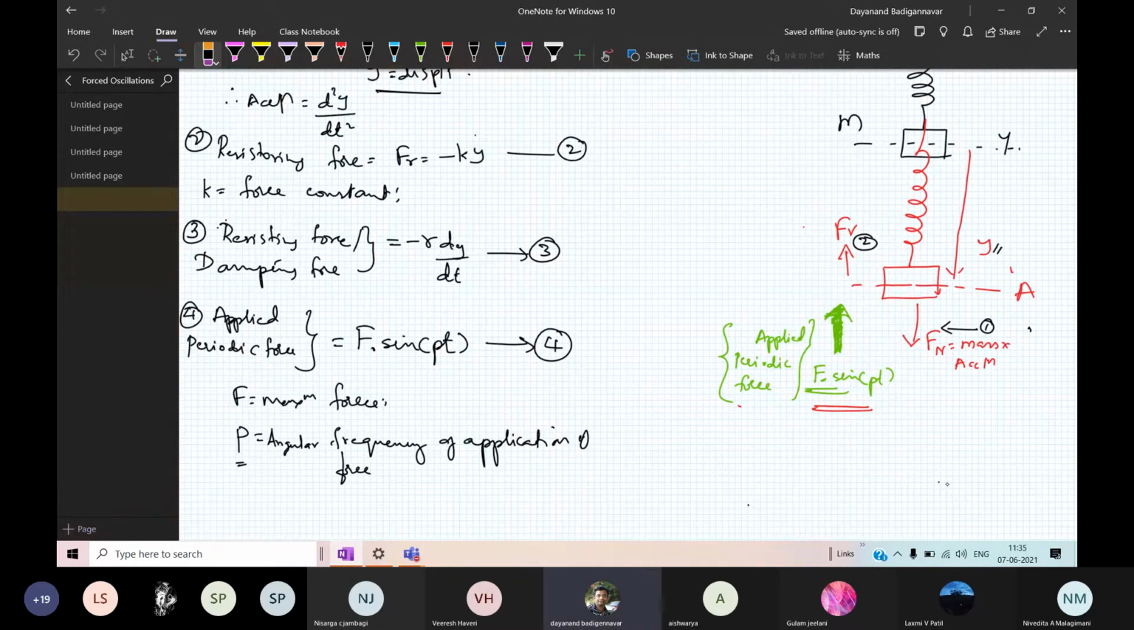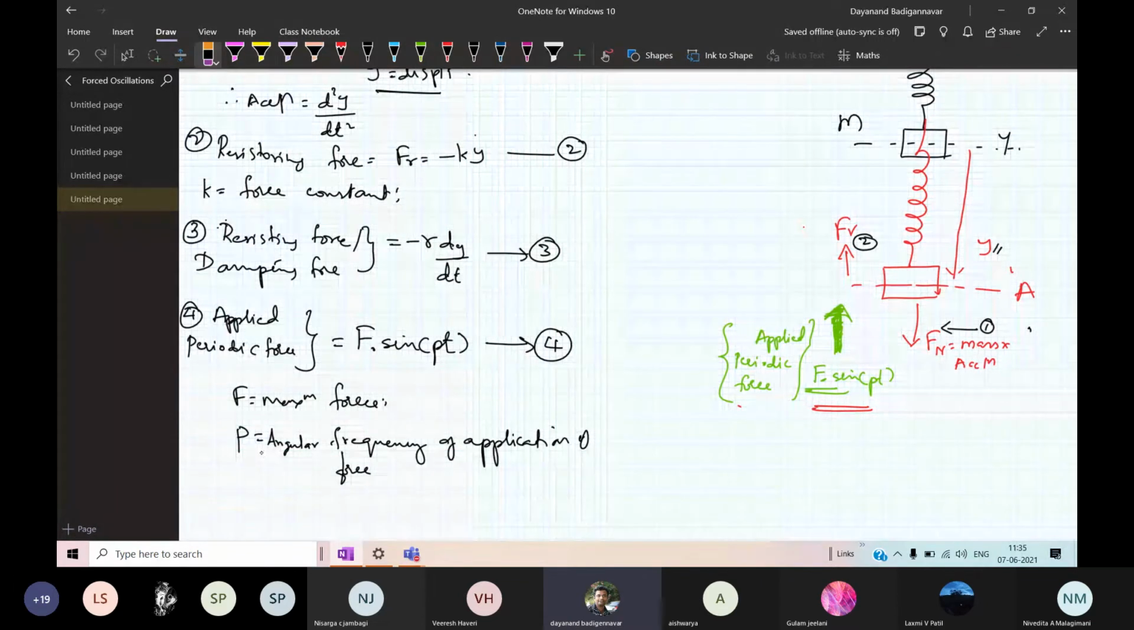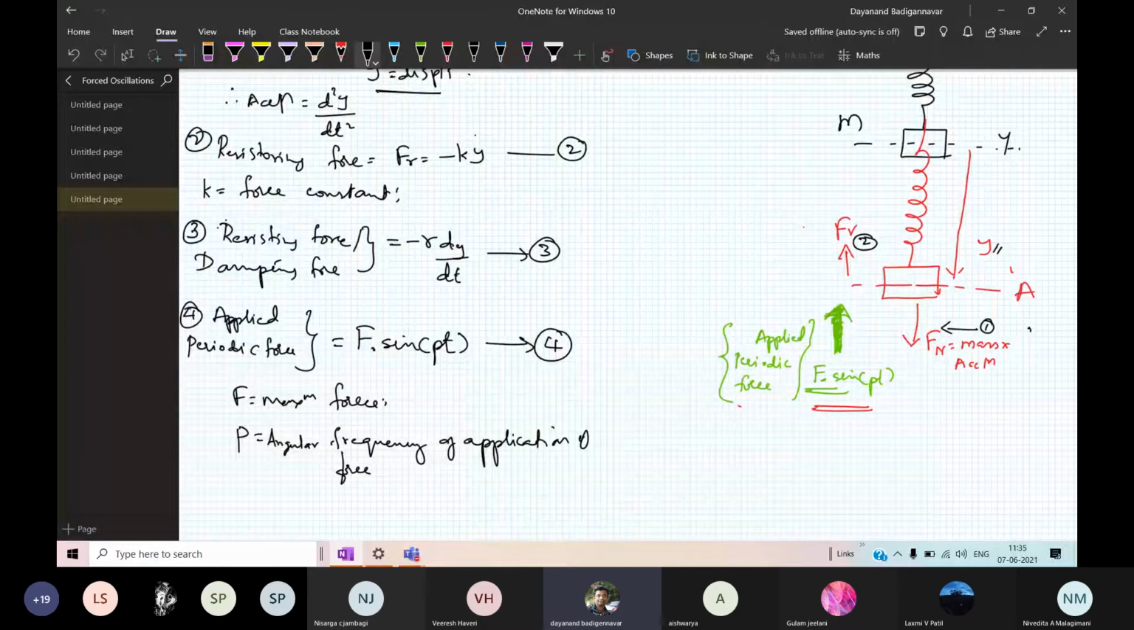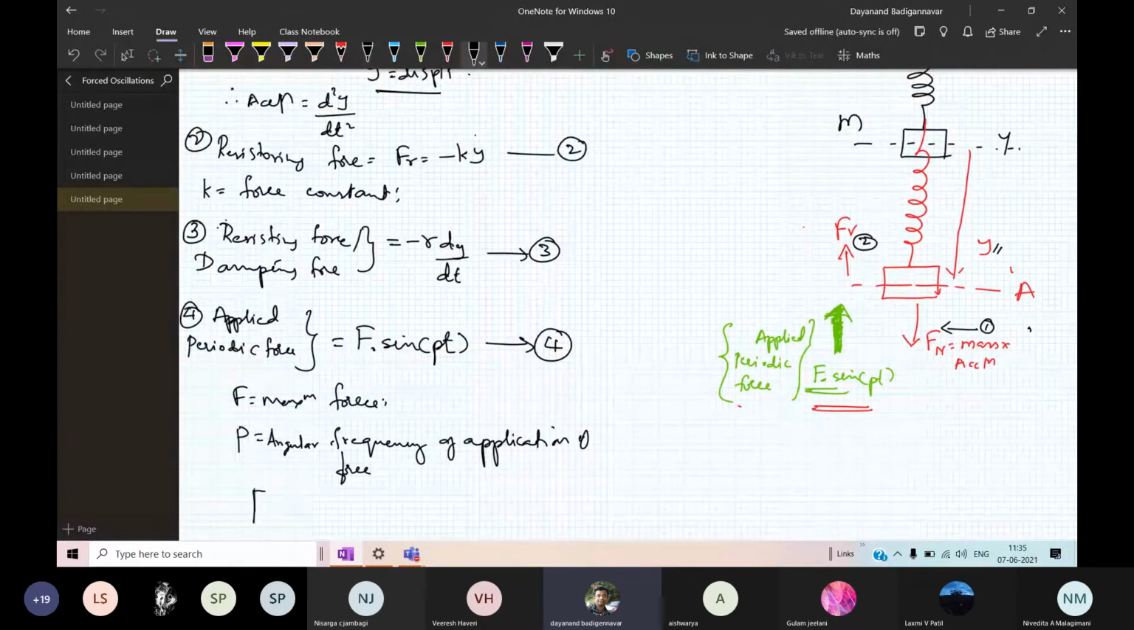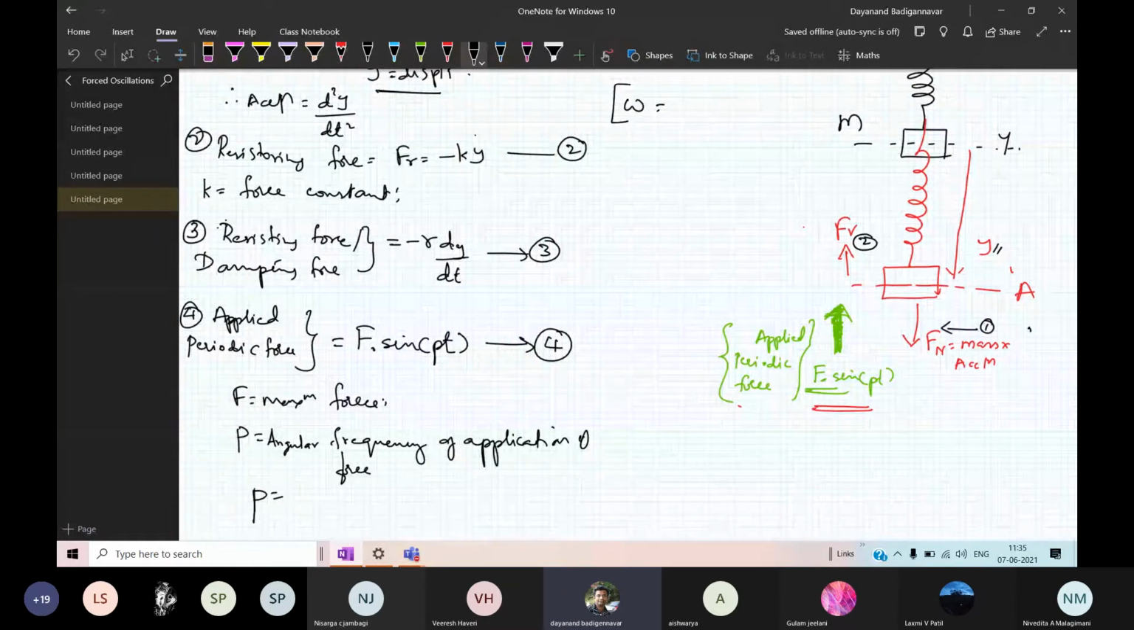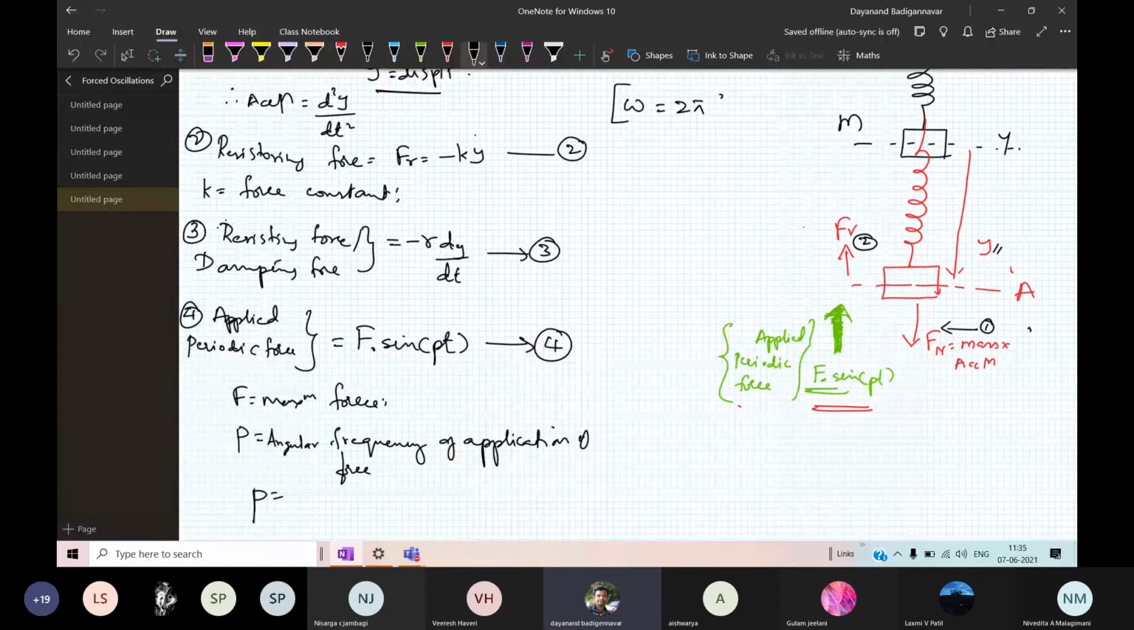Okay, where p is the angular frequency. Now there is a relation for p. I have to write this one, just remember it, because we require it in the next part. Before that, remember omega here. Omega is equal to 2 pi f, or we say 2 pi into n.